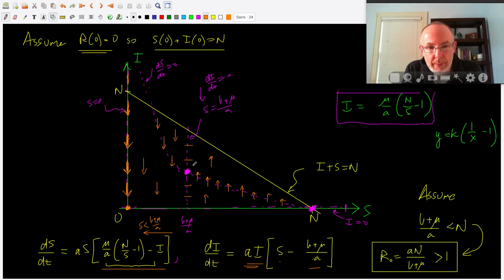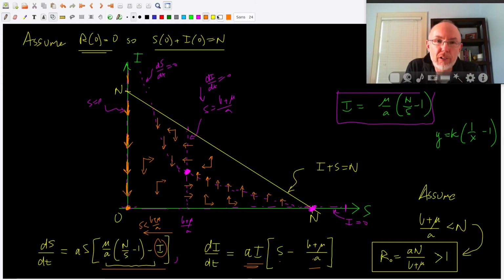If we're above this nice curve, then I is being subtracted from something, but I is bigger, so this will be negative. So S, when you're above the curve, will be decreasing, so we'll be moving to the left. If you're above the curve, you're moving to the left. Same argument: if you're below the curve, you're moving to the right. So our trajectories must look something like this.